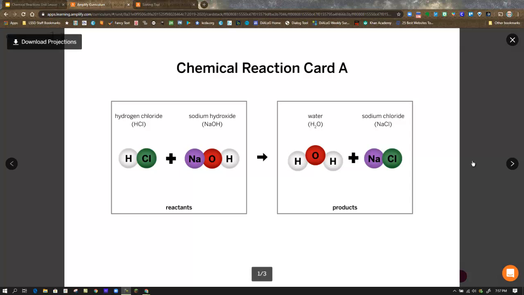If you were in class, you'd have a white token with an H, you'd have a green token with a Cl for chlorine, one for sodium, again, oxygen and hydrogen. You'd have a number of these tokens that you could rearrange.